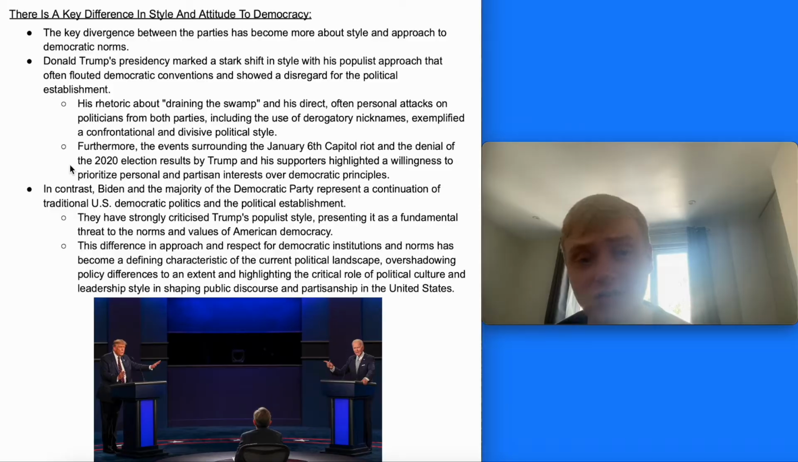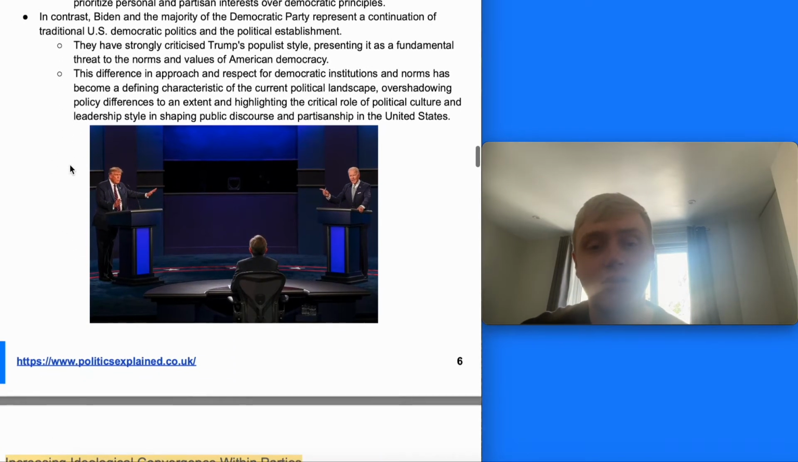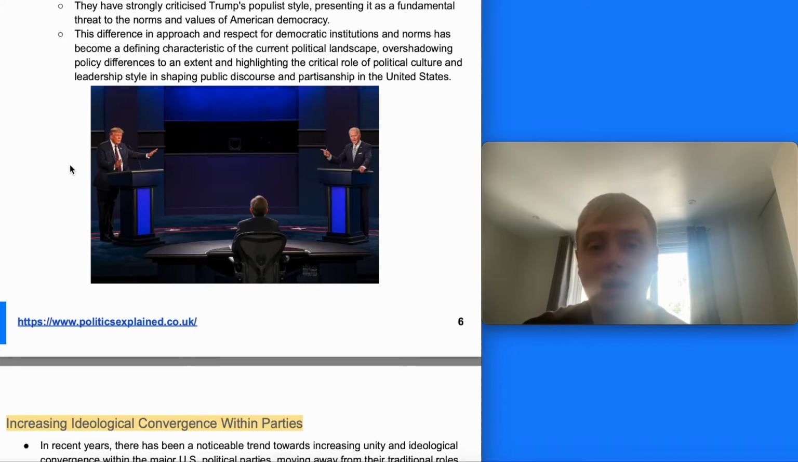They've strongly criticised Trump's populist style, presenting it as a fundamental threat to the norms and values of American democracy. And this difference in approach and respect for democratic institutions and norms has become a defining characteristic of the current political landscape, overshadowing policy differences to an extent and highlighting the critical role of political culture and leadership style in shaping public discourse and partisanship in the US.